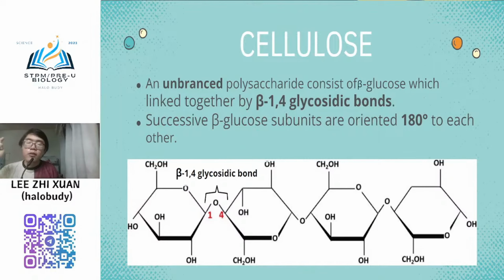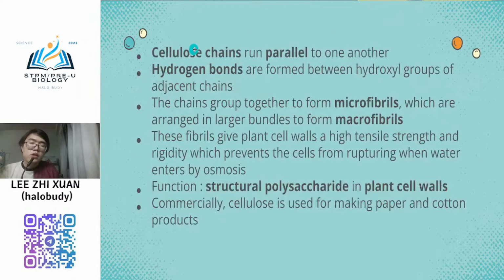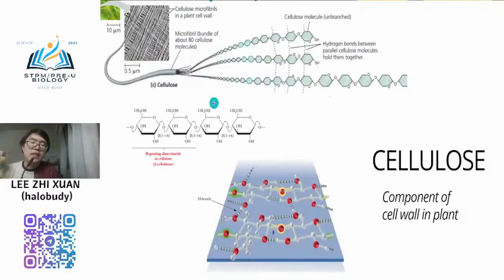Alpha 1,4 glycosidic bond for amylose, alpha 1,6 glycosidic bond for amylopectin. Okay. So cellulose chains run parallel to one another. This is one of the structures. Cellulose does not obey amylose and does not obey amylopectin either. The unique thing is that they form the beta 1,4-glycosidic bond. The beta glucose molecules are oriented reversely to each other, and they arrange in parallel.